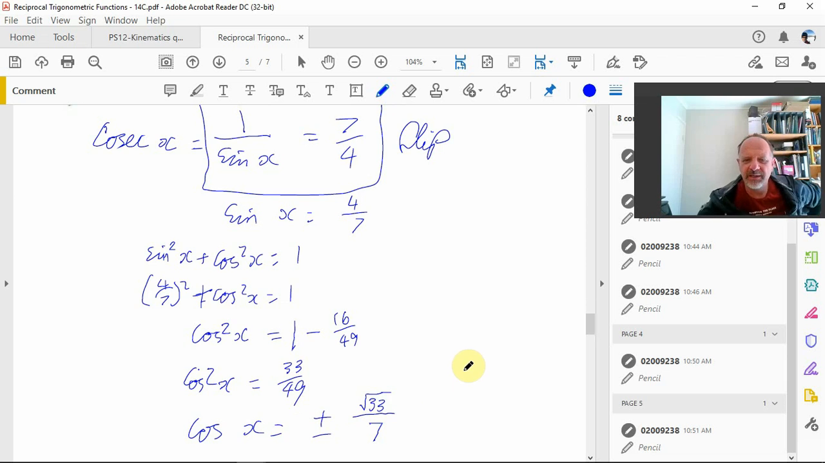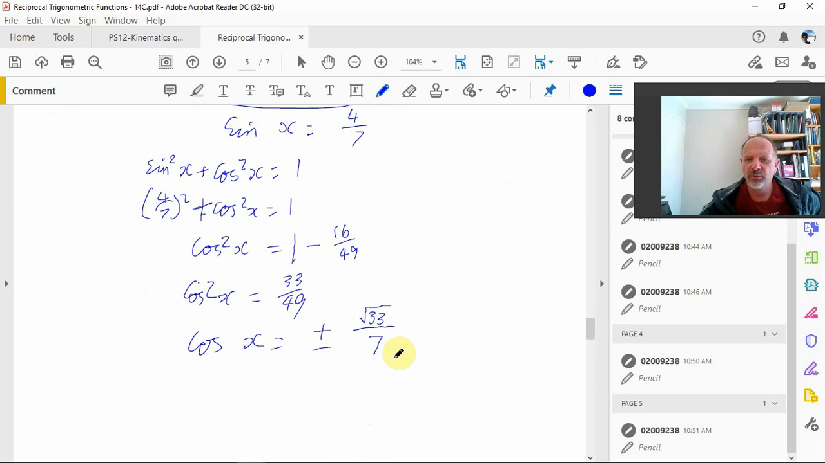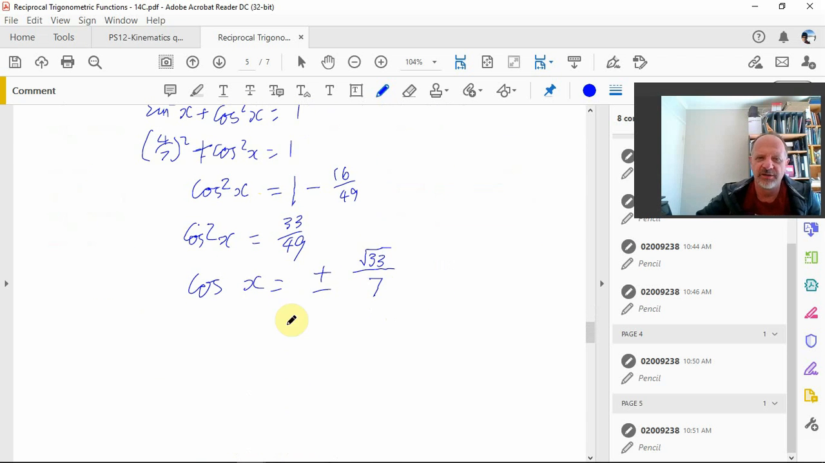Now this time, because we weren't given a domain for x, we don't know which one of those we want, so we give them both as answers. So it could be either of that depending on what quadrant, and we're not told what quadrant this x is in. All that we're told is the cosec of it is 7/4. So again, that's related to sine. So this could be a first or a second quadrant angle. We don't have the information to tell which it is. So therefore we keep both the plus and the minus.